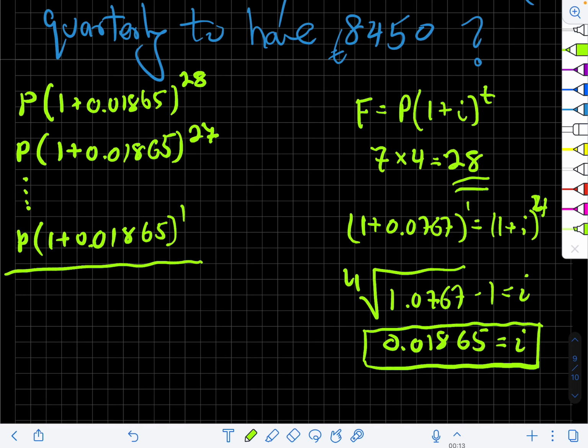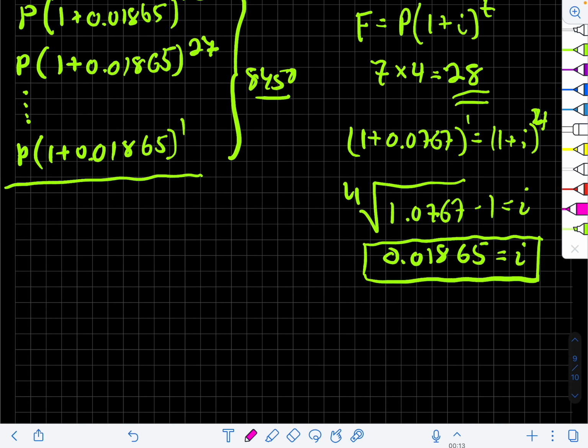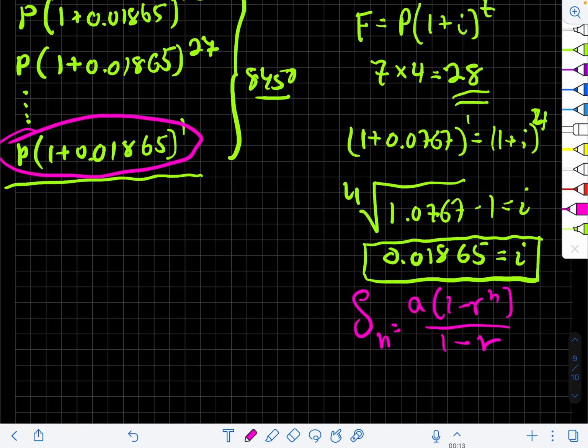Okay, so now we have to calculate how much all this is. And we know that when we calculate this, we need to get 8450, because that's what he wants to save. This is a geometric sequence. We're going to use the sum for a geometric sequence. Just to remind you, the formula is a times 1 minus the ratio to the power of n, over 1 minus the ratio. So now we're going to figure out what our a, r, and n are. I'm going to call the term with the power 1, a.